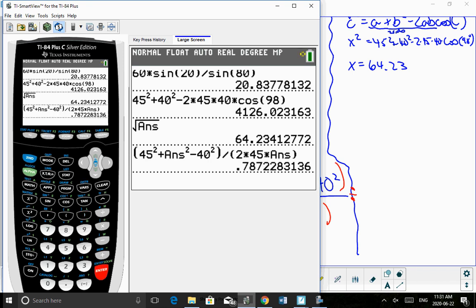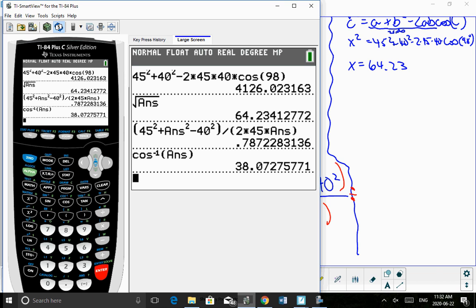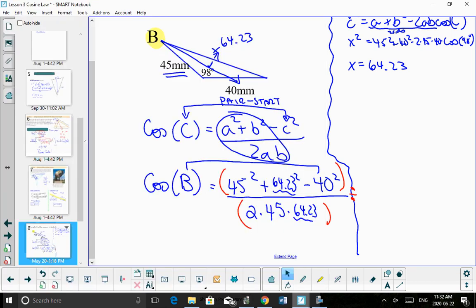Hit enter. Now again, did I end up with a 0 point number? Yes. So now remember, I'm looking for the angle. So it's cosine law. So I go second cos of that answer. Now again, it's going to pull the answer, the 0.787, not the 64.23. Okay, so the angle is 38 degrees.